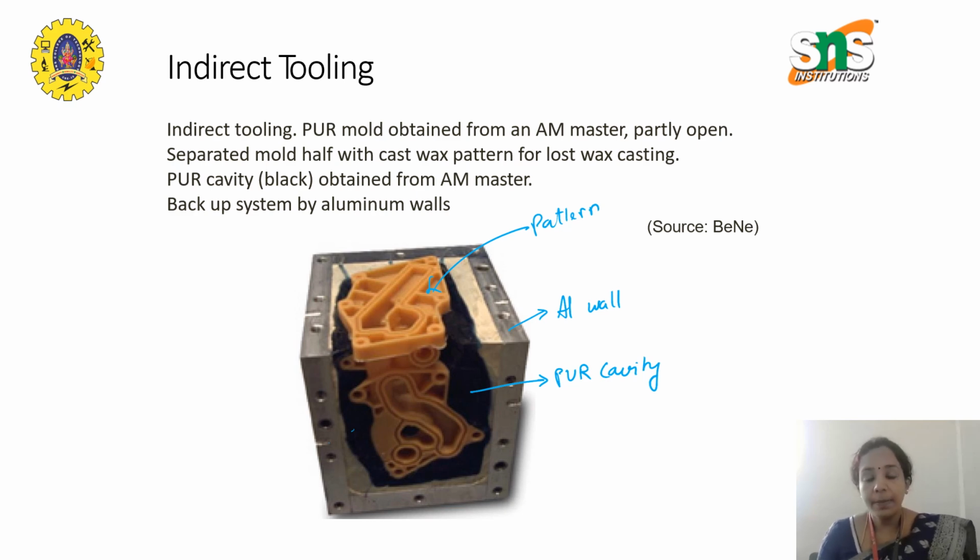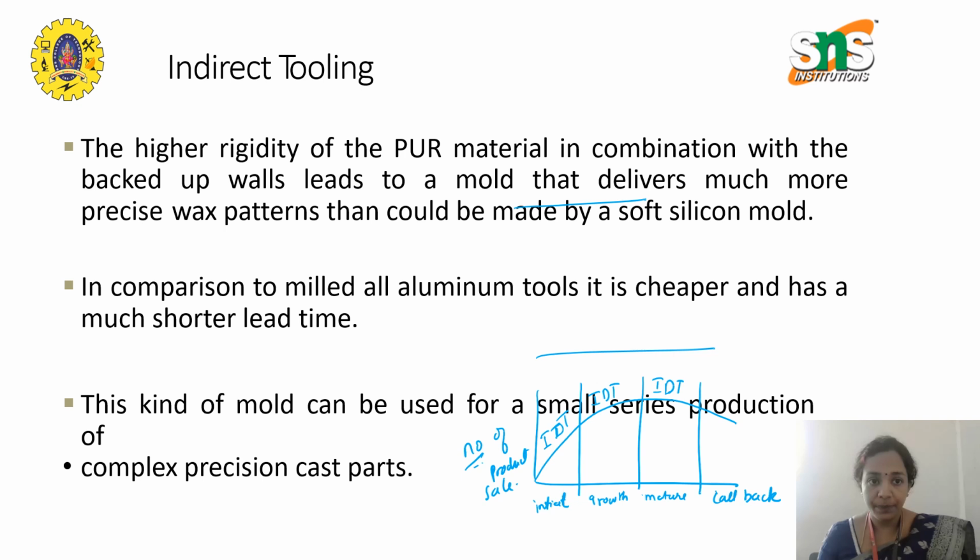Partly open. Separated mold half with cast wax pattern for lost wax casting. The PUR cavity, a black one, is obtained from an additive manufacturing master, backed up by aluminum walls. The higher rigidity of the PUR material in combination with the backed up walls leads to a mold that delivers much more precise wax patterns than could be made by a soft silicone mold.